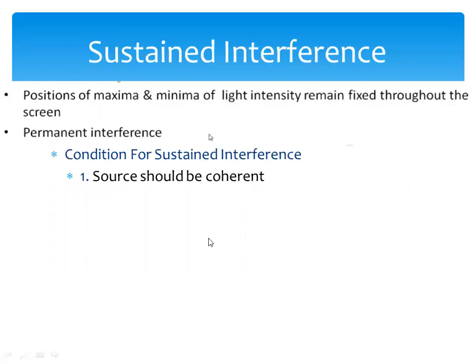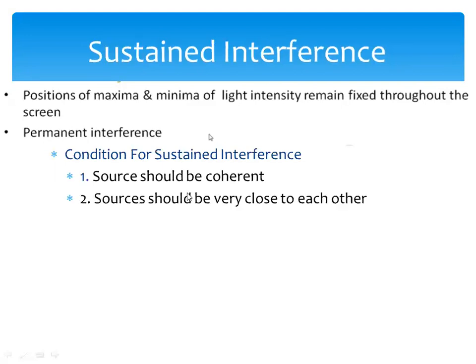The first condition is the sources should be coherent. Coherent means, as we have already discussed, the phase difference should be 0 or an integral multiple of 2 pi. So the sources should be coherent. That is the first condition for sustained interference. Second, the sources should be very close to each other.